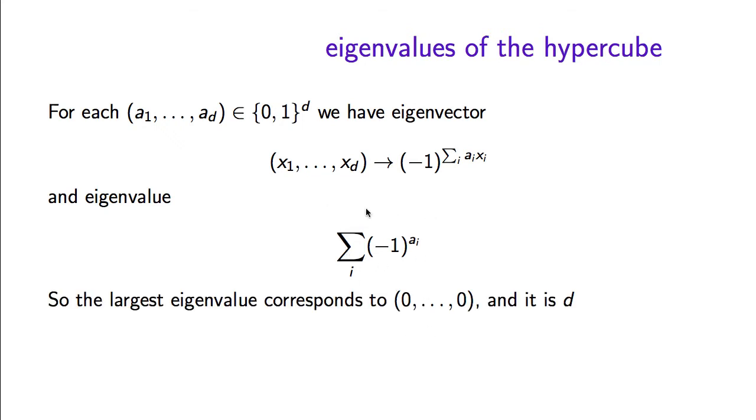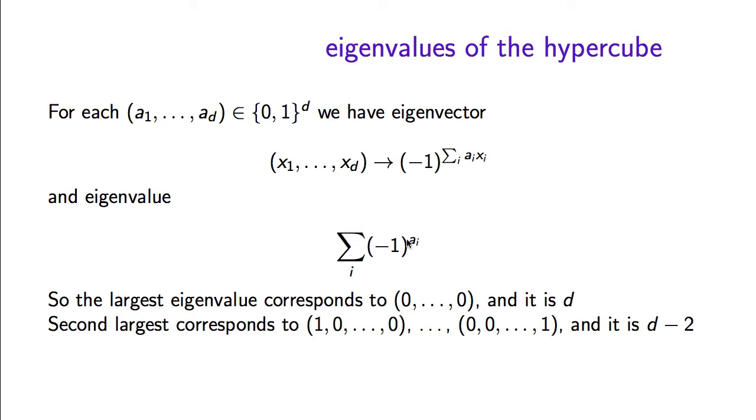So the largest eigenvalue, those are still eigenvalues of the adjacency matrix of the hypercube, will be the one where all the ai are zeros. So this summation will be d. And the second largest will correspond to the choice of a1 through ad which has the fewest number of ones, just one 1. So each of them, when you compute this expression, will give you an eigenvalue of d minus 2.